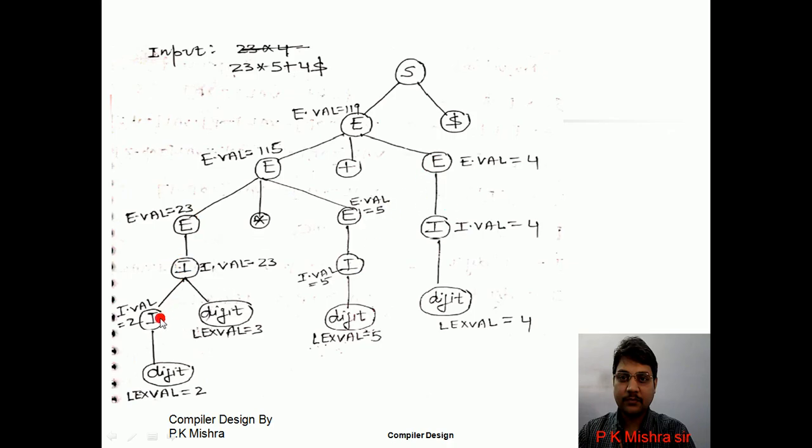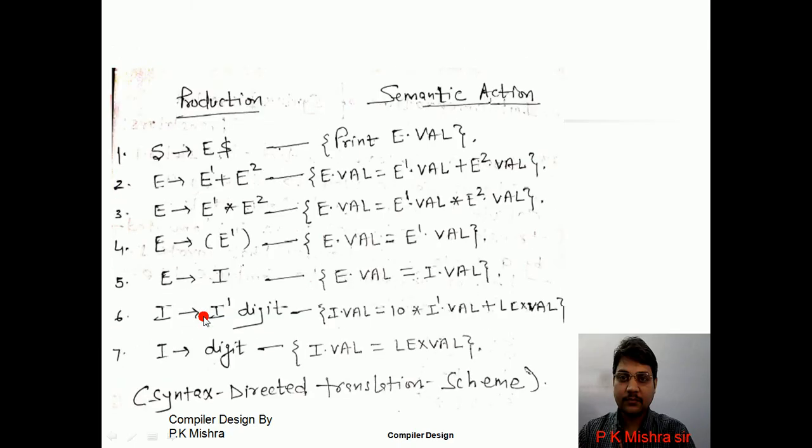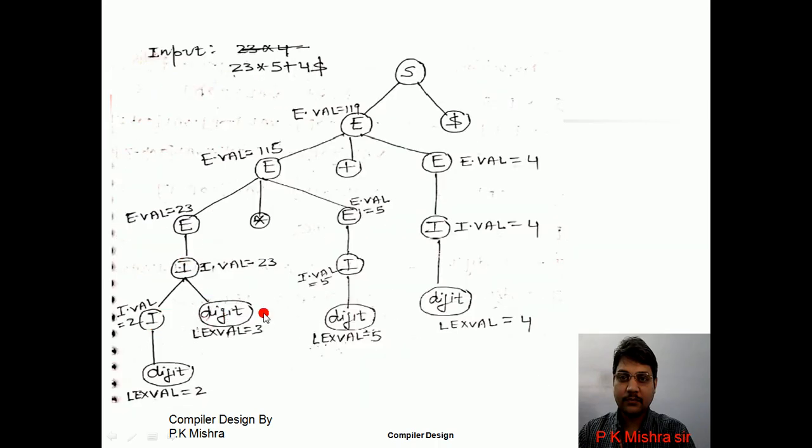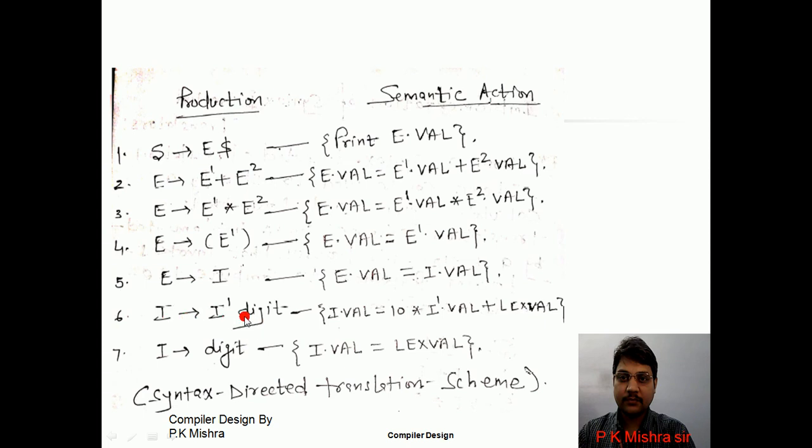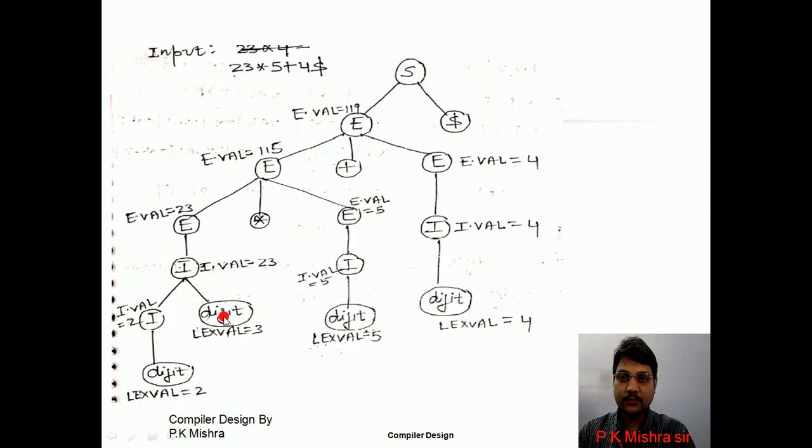And what does I give? I gives digit and I gives I digit. I am taking I gives I digit, because this is 23, this is the 10's place and this is the 1's place. I am taking this production. I means digit and digit means digit. So it is a 2, the 10's place. So what is the lex value? Lex value equal to 2.